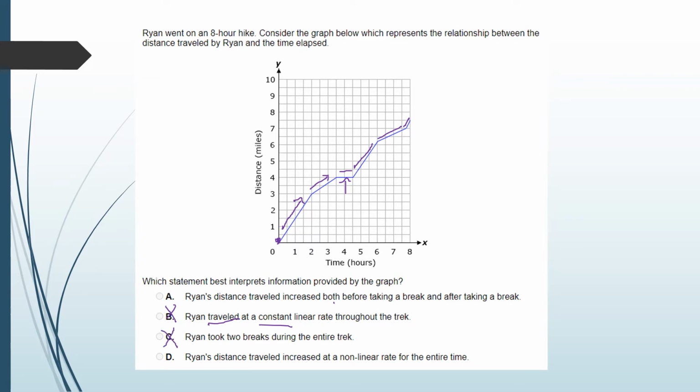Ryan's distance traveled increased at a nonlinear rate for the entire time. Well, that's not true because it did go up at a constant rate, then it went up at a constant rate, and so on. So I would say A.